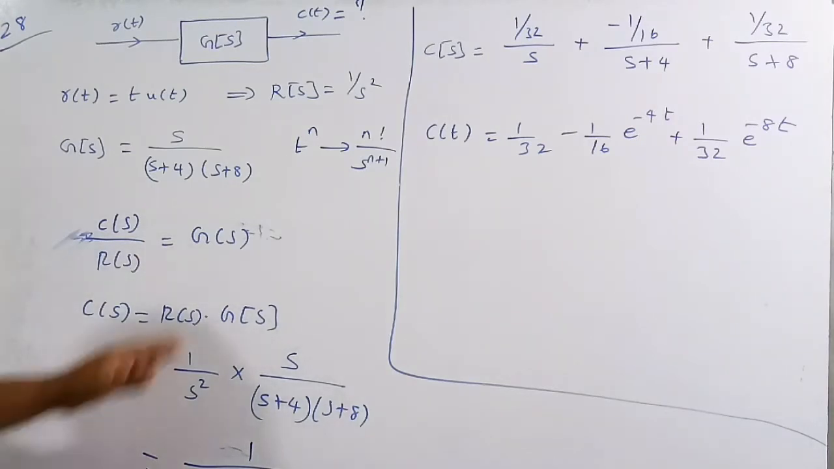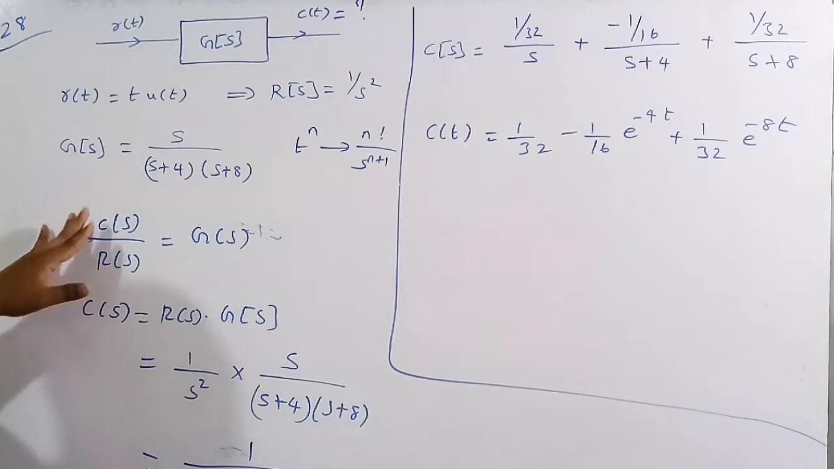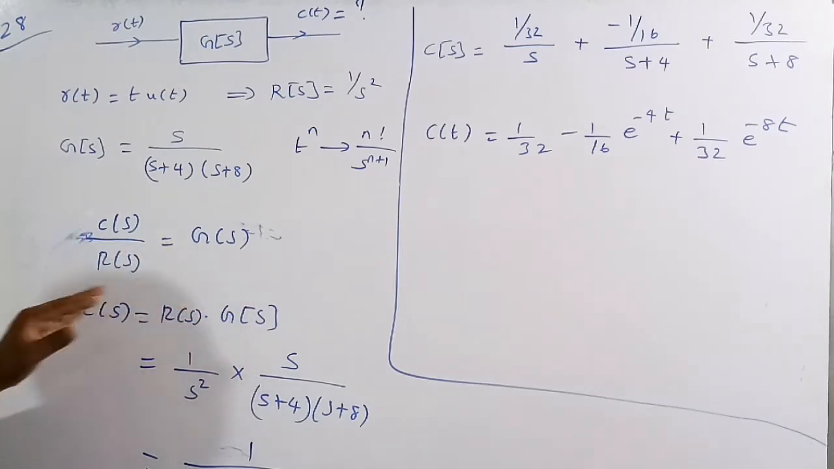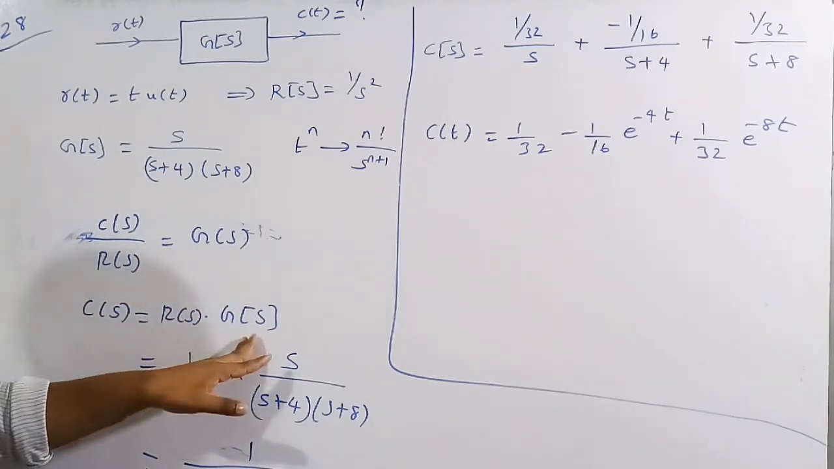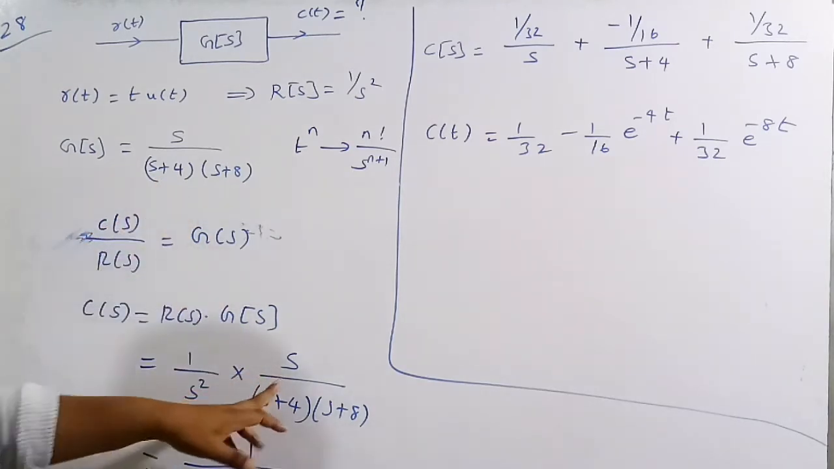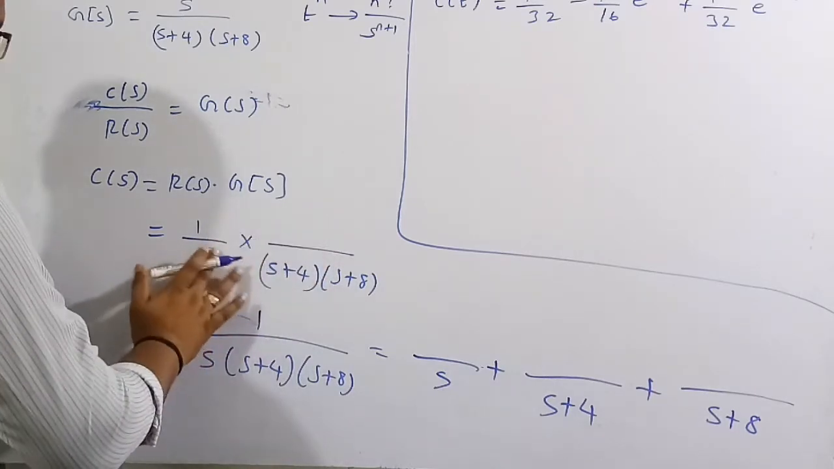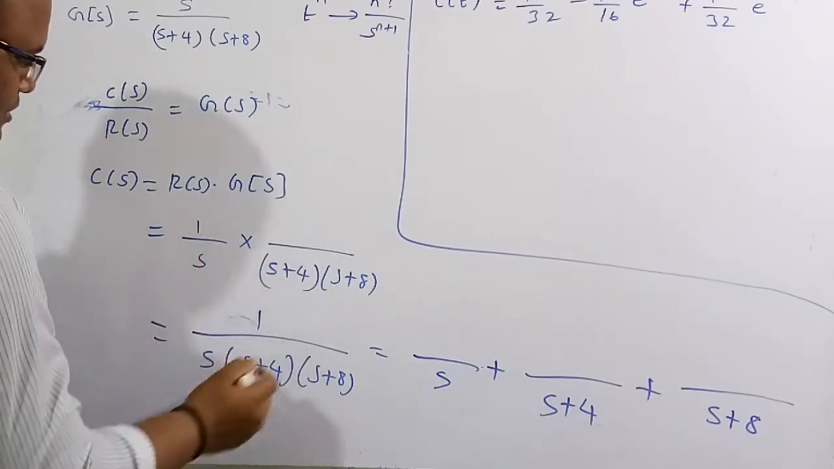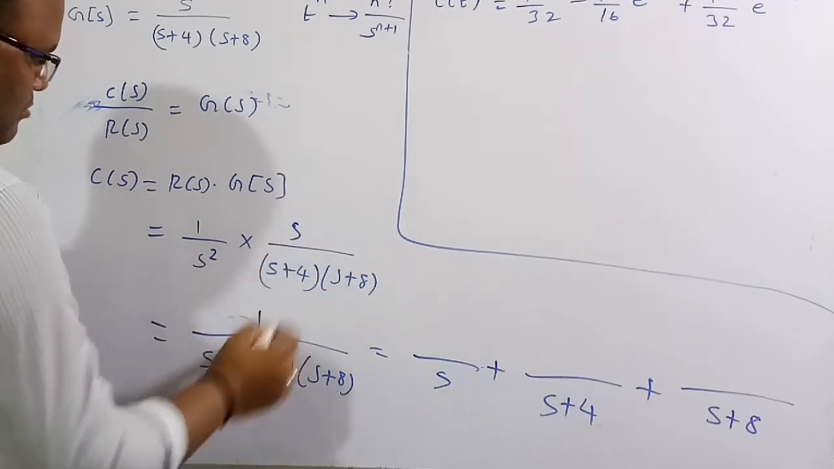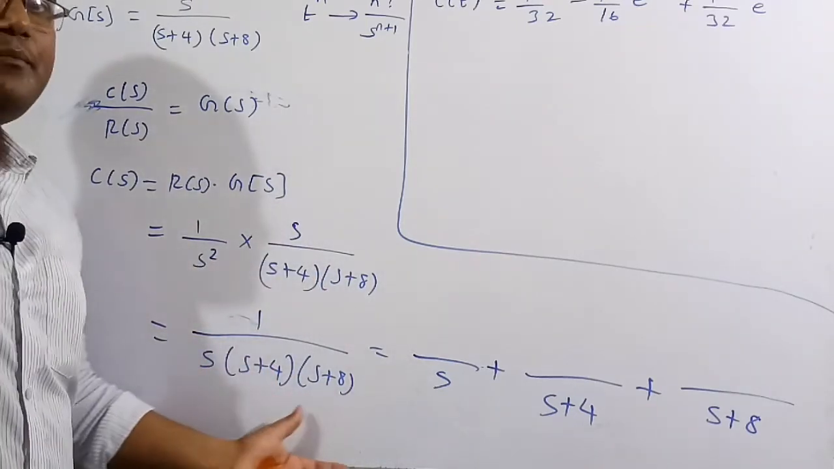The transfer function is always equal to output by input in the Laplace domain. Therefore C(s) by R(s) is equal to G(s), so C(s) is equal to R(s) into G(s). R(s) is 1 by s squared, and I substitute the G(s) value. Here s gets cancelled, so the final expression is 1 by s into (s plus 4) into (s plus 8). So I want to go for the partial fractions.